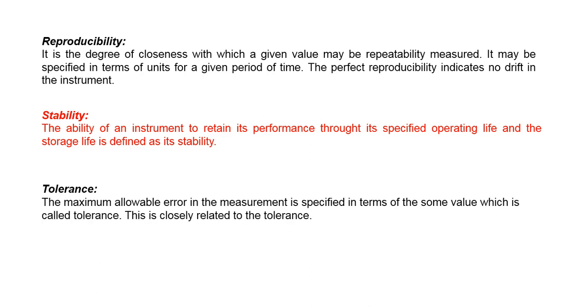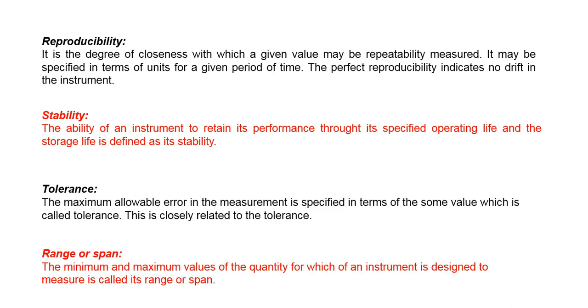Then there is tolerance. The maximum allowable error in the measurement, specified in terms of some value, is called tolerance. Range. The minimum and the maximum value of the quantity for which an instrument is designed to measure is called range or a span. Like a thermometer, normally the range is 0 up to 100 degrees. So that's the range of an instrument.